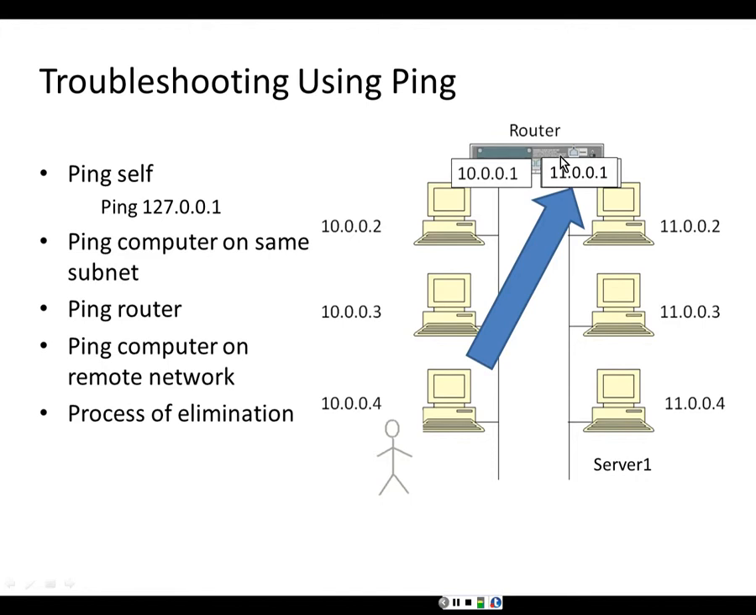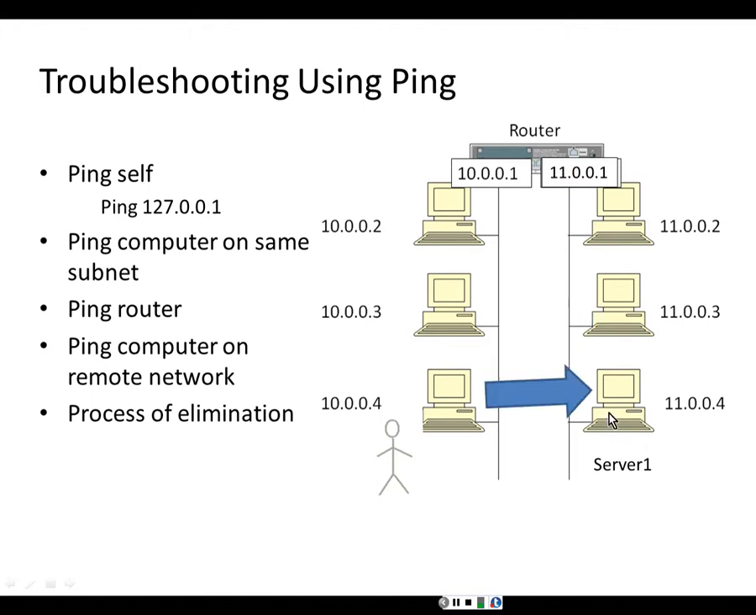Then the next question is, can I ping some other computer which is on the same subnet as the server that the user cannot get to? So I will try to ping server 11.0.0.3. If I can ping 11.0.0.3, then I know that I do have a good cable connection to the router. If I cannot ping 11.0.0.3, then that implies that the cable is not plugged into the router.